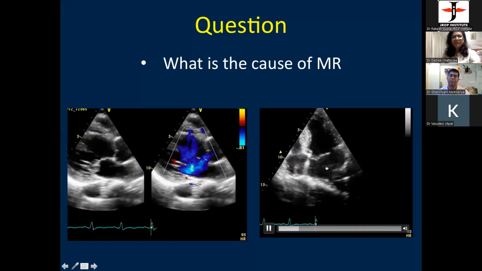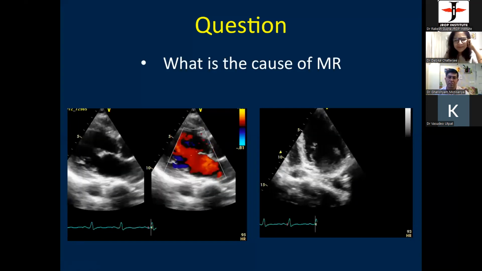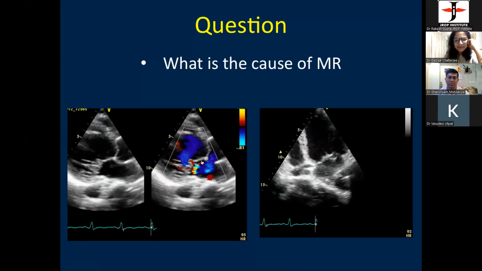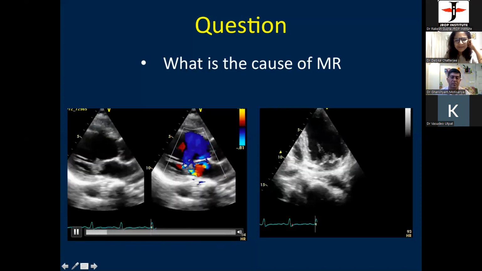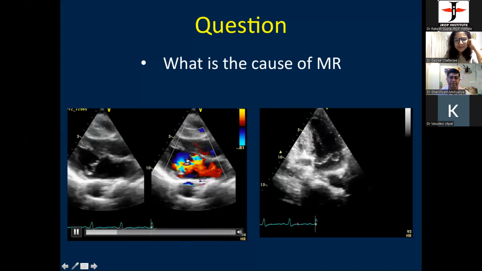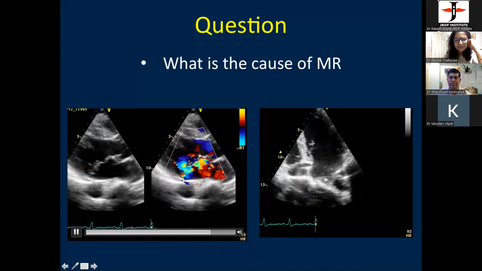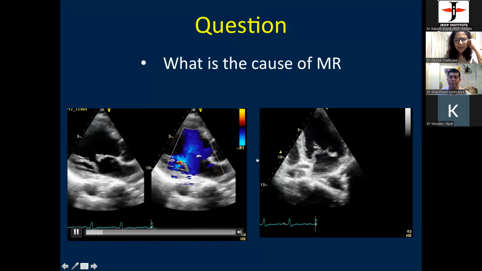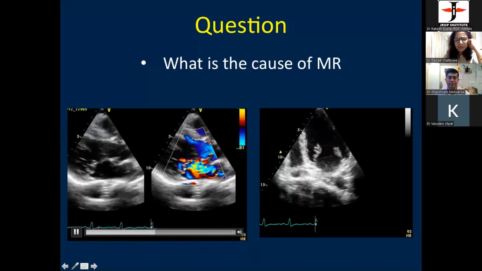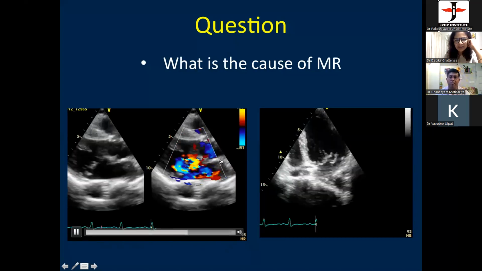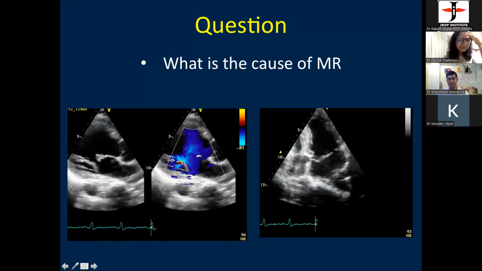And if you have both the leaflets involved, look very carefully at the second picture. Initially, you will find an eccentric jet behind the AML, then another eccentric jet behind the PML. She has shown you an excellent picture. Two jets are there. Due to the pathology of the AML, there is a posteriorly directed jet of MR, and due to the prolapse of the PML, there is an anteriorly directed jet of MR. So just concentrate on the second picture.